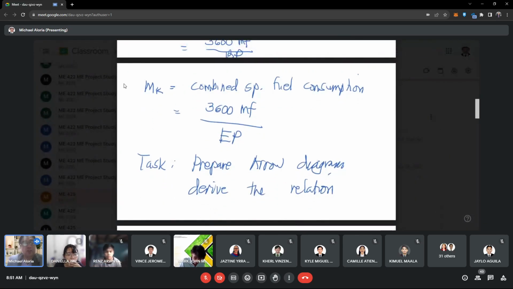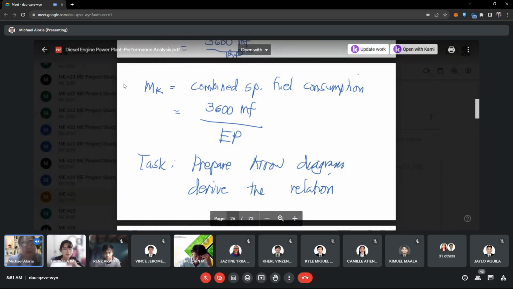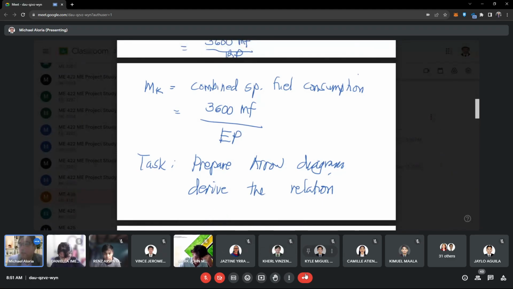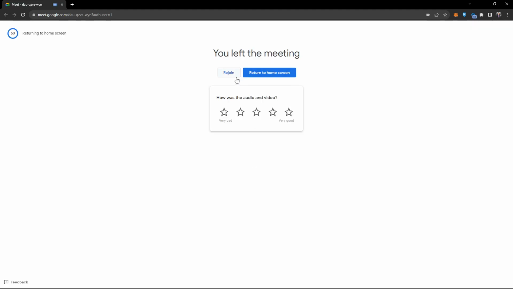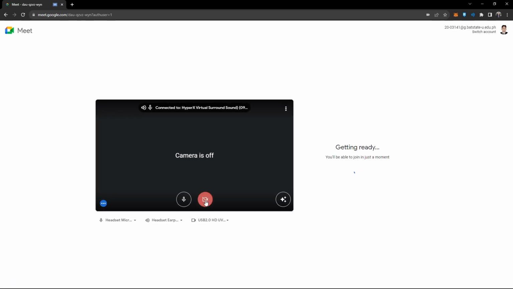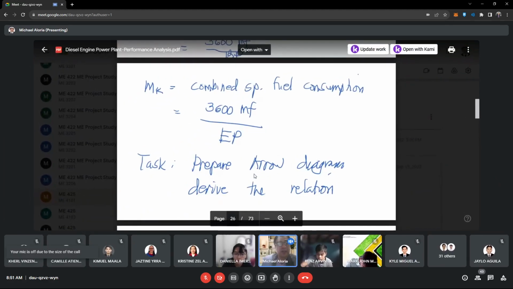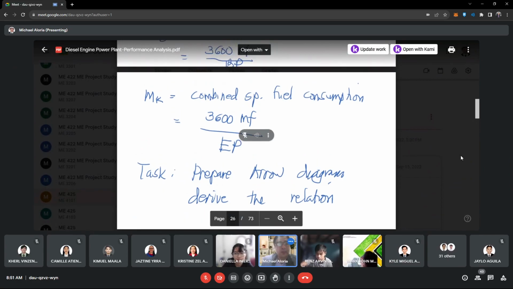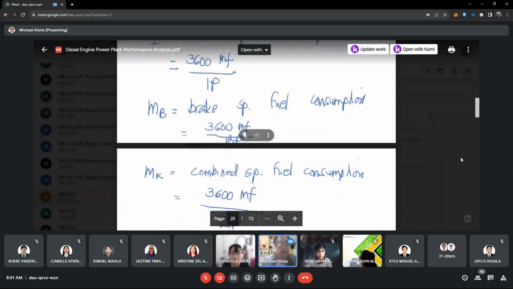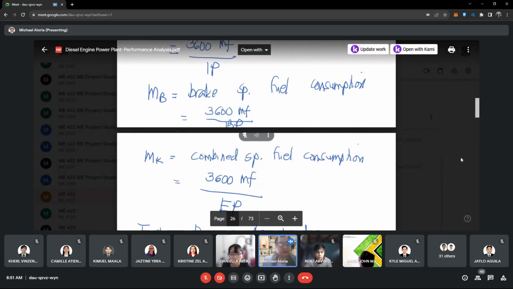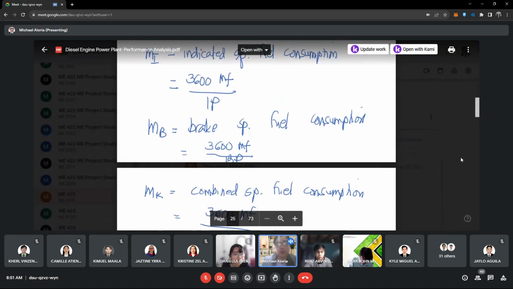Your task now is to prepare the arrow diagram and derive the relation. Bring back the mechanical efficiency and generator efficiency into the original. Work on it at your seat, because I will call on you later to present. These are the equations for the three fuel consumptions.